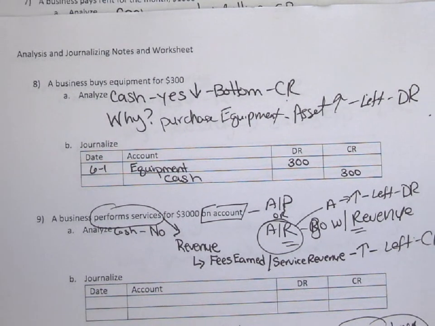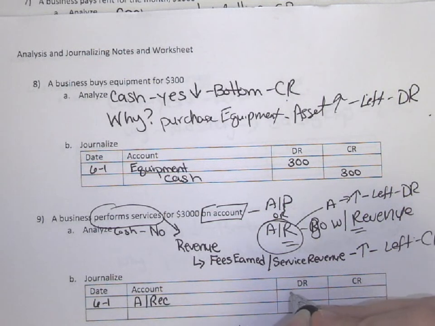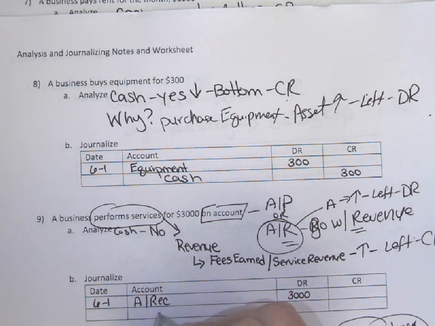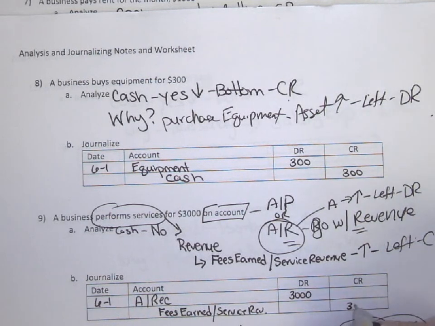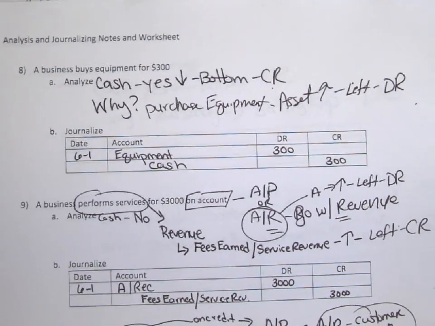Number 9, business performed services for $3,000 on account. So with this one, we are looking at our debit would be the accounts receivable account. So I put the date. I'm going to put accounts receivable in for $3,000. And the other side of that is going to be that fees earned or service revenue item for that $3,000. And that would be what our credit was showing as.